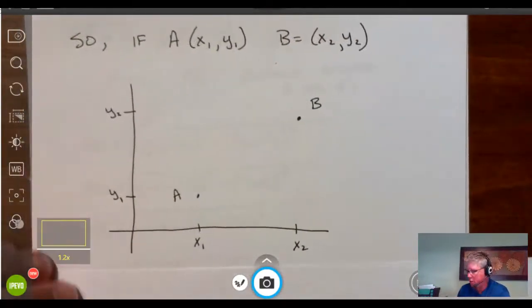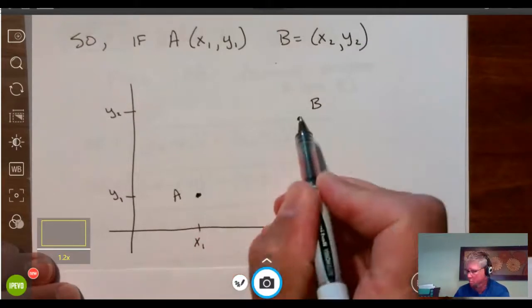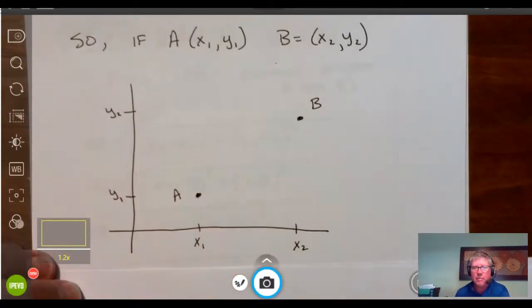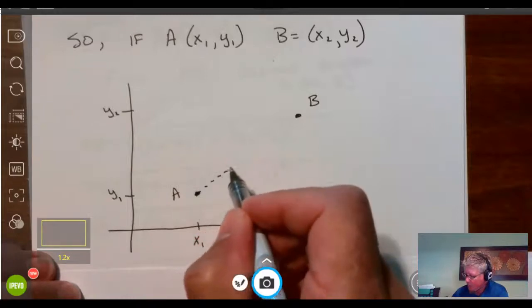There's our picture. There's point A. That's where I live. There's my best buddy. Man, I know the coordinates of this point, x1, y1. I know the points of this point, x2, y2. What I'm looking for here is that distance.